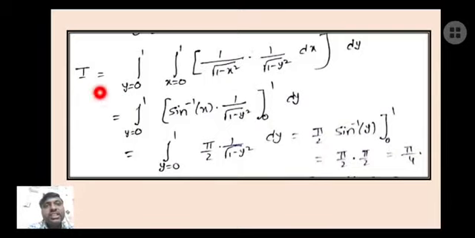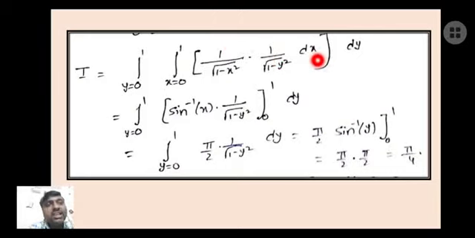So the given integration I is equal to integral y is equal to 0 to 1. I can take the outermost integration corresponding to the y limits and the internal integration with the limits x equal to 0 to 1 of 1 by root over 1 minus x square into 1 by root over 1 minus y square dx into dy. First I calculate the integration with respect to dx.